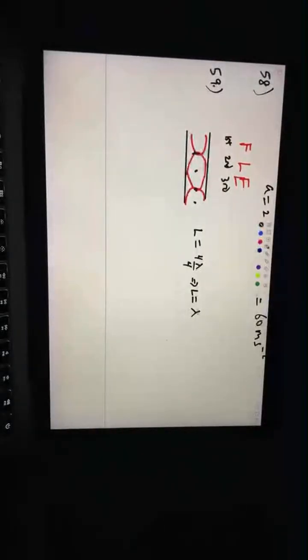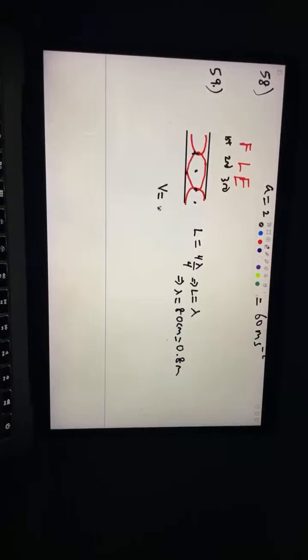From what we know already, that L equals lambda, we can get every other information that we need. So for question 59, the length is 80 centimeters. We can now get our lambda. Our lambda is 80 centimeters, which is 0.8 meter, because you have to convert that to meter. So we have our wavelength.